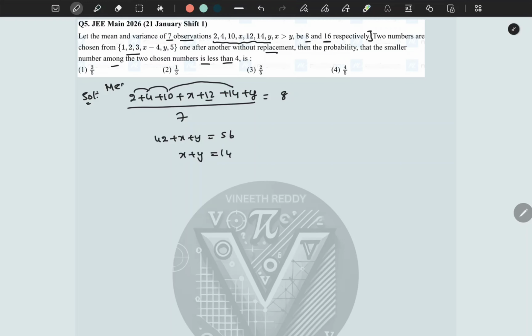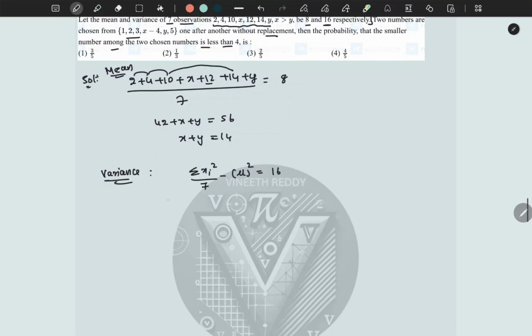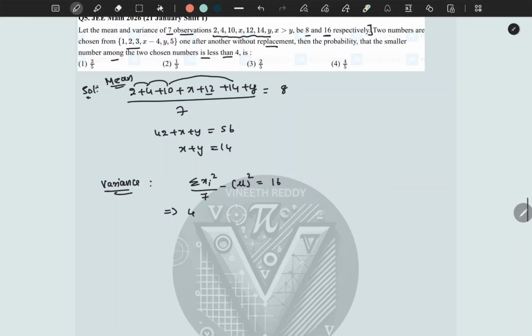So this is the mean. We'll be using variance. And what is the formula for variance? Sigma xi square divided by number of observations minus mean square will be equal to 16, right? What is sigma xi square? That will be 2 square, which is 4, plus 4 square is 16, 10 square is 100, plus x square plus 144 plus 196 plus y square, divided by 7, minus mean 8 square, which is 64, so that should be equal to 16.